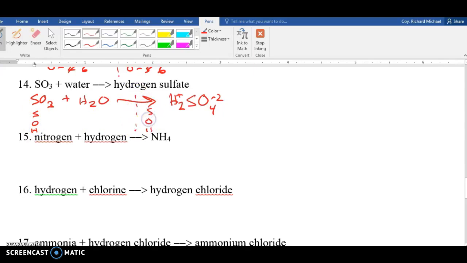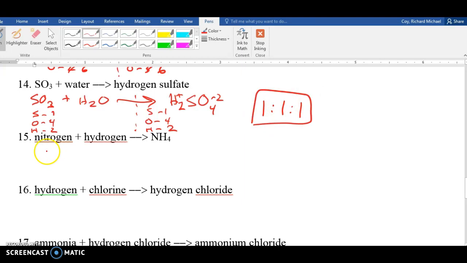Some S, got some O. 1 S, 1, 2, 3, 4 O's, 2 H's. All right, wait, we're done? There you go. Straight up combination reaction where everything just kind of piles up on top of each other. All right, so 1, 1, so 1.